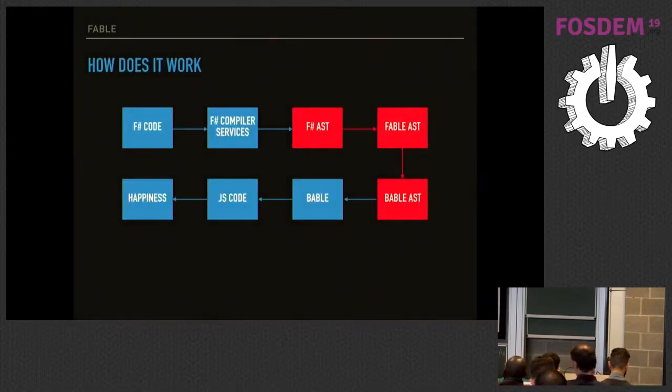It takes F# code, then using something called F# compiler service. F# compiler service is a fork of the F# compiler that's created just for tooling. It's community maintained. It creates the F# abstract syntax tree, then it transforms the F# abstract syntax tree to the Fable abstract syntax tree, and then to the Babel abstract syntax tree. And then it feeds this Babel abstract syntax tree to Babel.